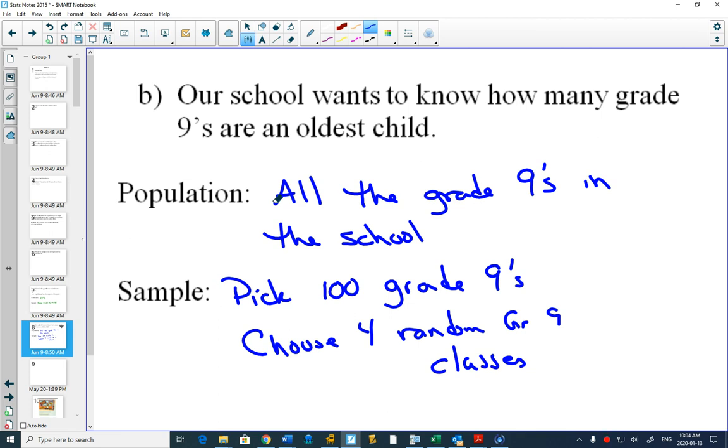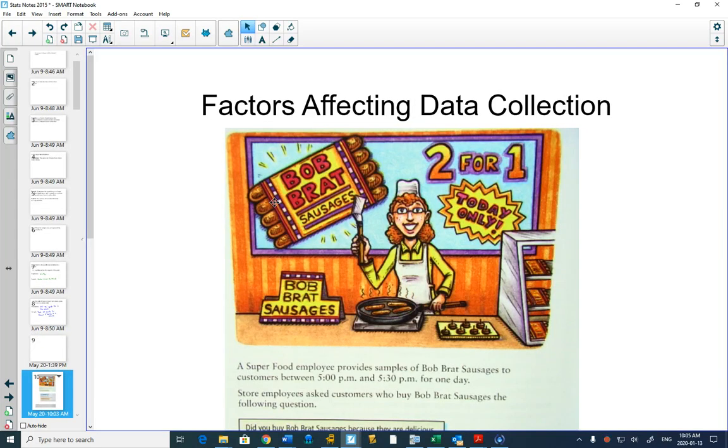How many of you are an oldest child? We got 1. Everybody else has an older sibling. Interesting. I would have thought the results would be higher. Okay.